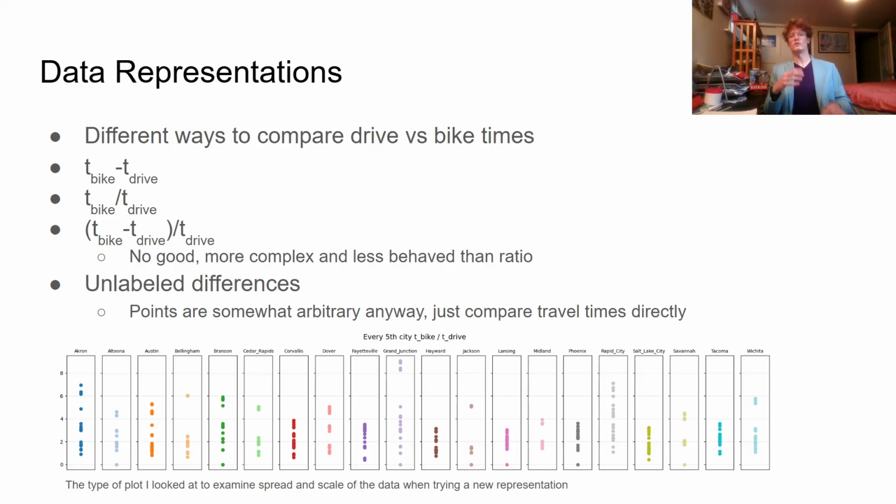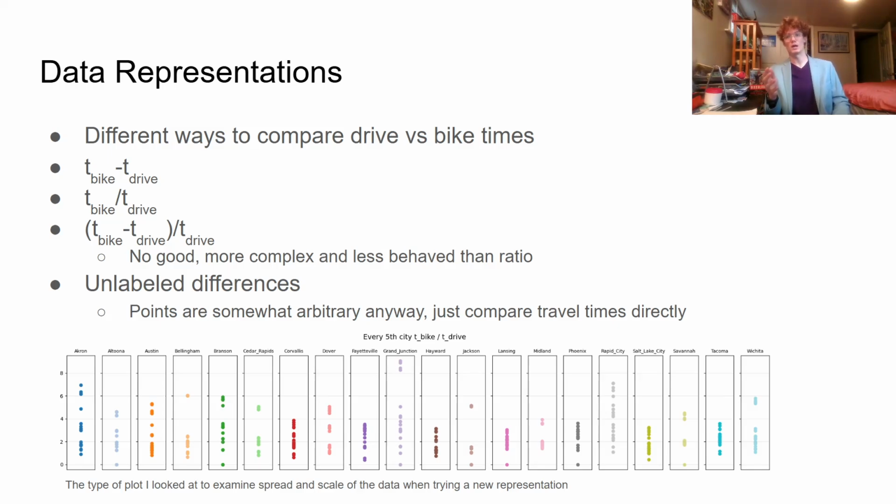Another pretty straightforward one is the ratio of drive time to bike time. And another one I tried was the difference in bike and drive times divided by the drive time, which I tried because I wanted to get the difference in time as a percentage of the drive time, but it ended up not being as well behaved as the more straightforward ratio when it came time to cluster.